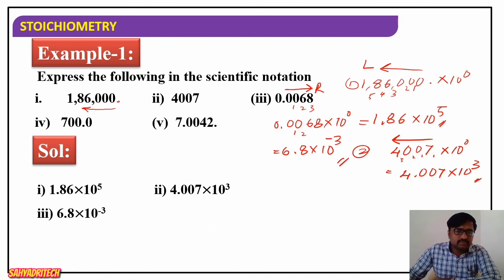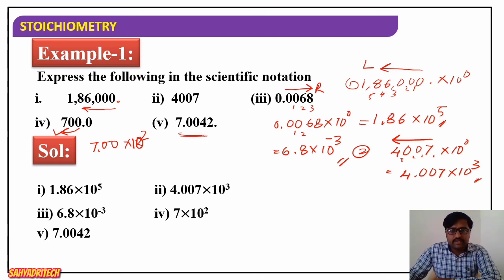Similarly, if you go for the fourth one, say 700, here we have to move the decimal point towards the left side. So it will be 7.00 into 10 raised to how many positions? 2 positions. So 10 raised to 2. That is 7 into 10 raised to 2. And here just as it is, no change, 7.0042, as it is already in the form of scientific notation.